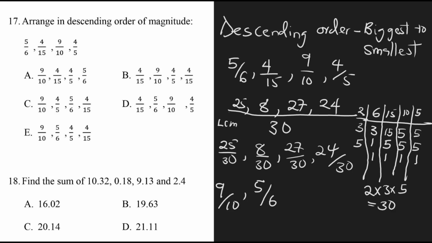The next one is what? 24 over 30, which is this, and is 4 over 5. Then lastly, we have 8 over 30, which is from here, and it is this fraction, 4 over 15. Can you see? So now let's check, do we have anything like that? Of course, it is E.